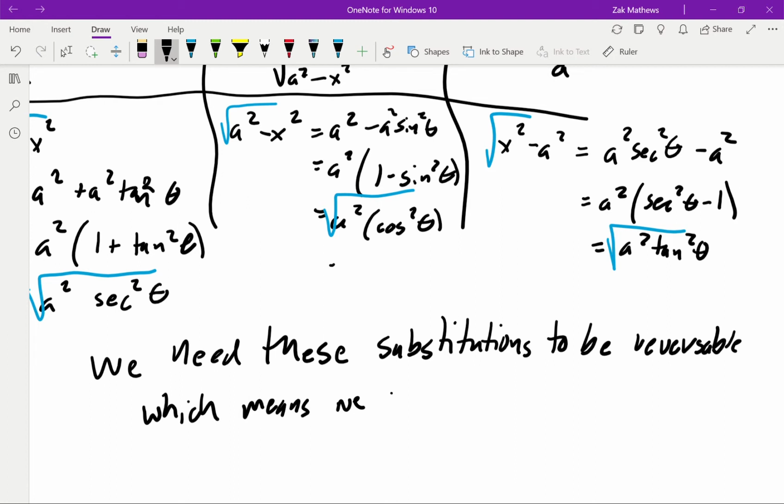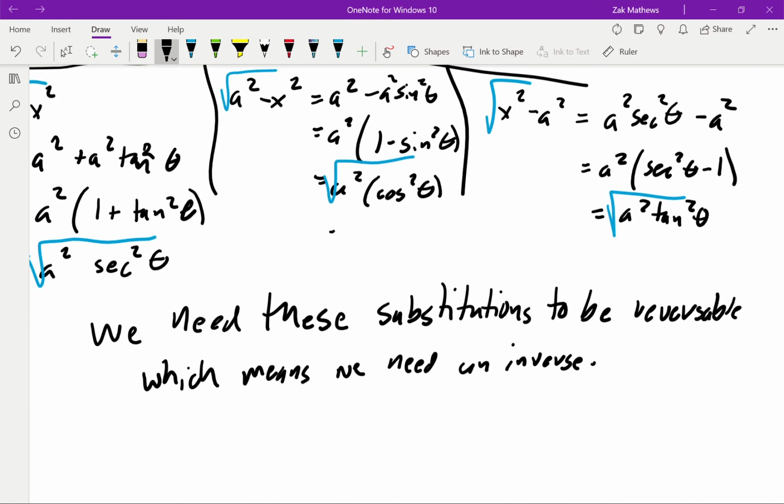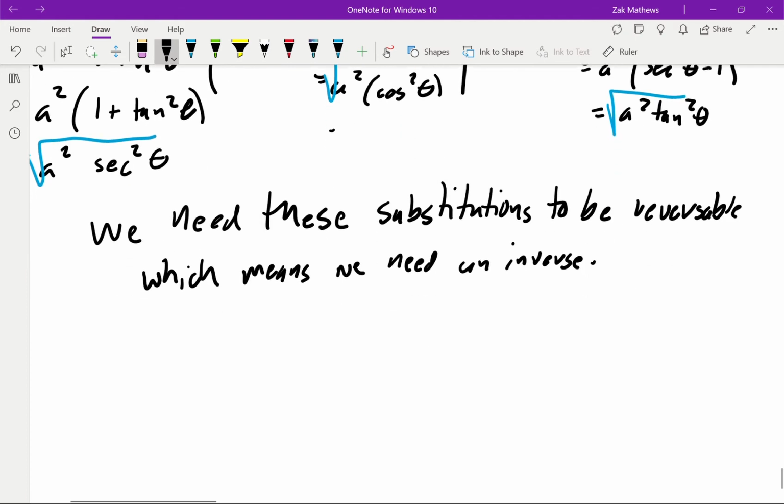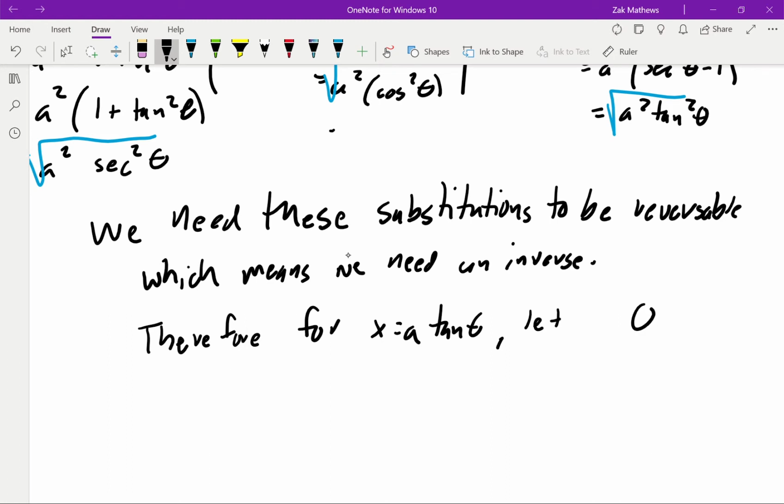Which means we need an inverse. Well, we can only have an inverse if a function is one-to-one. So we're going to apply the same trig function restrictions we saw in trig so that we do have a one-to-one inverse function. Therefore, for x equal to a tangent theta, we're restricting theta to be between negative pi over 2 and pi over 2. It can't equal the pi over 2's because there's an asterisk there.